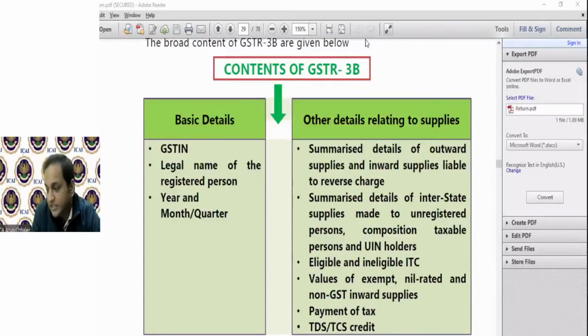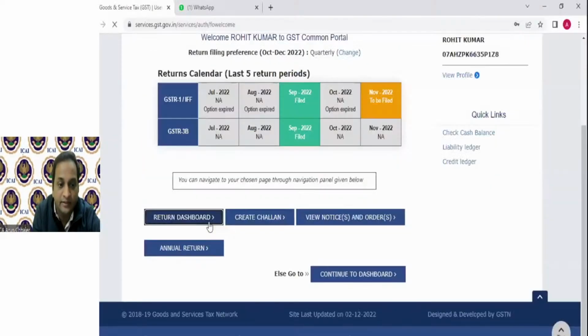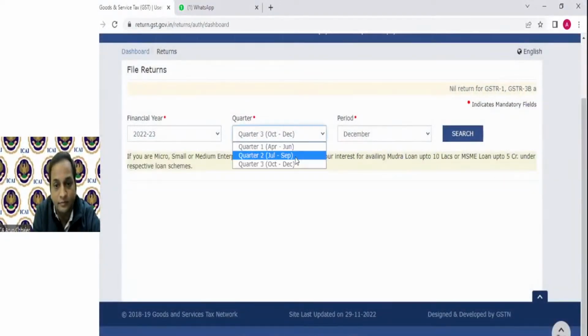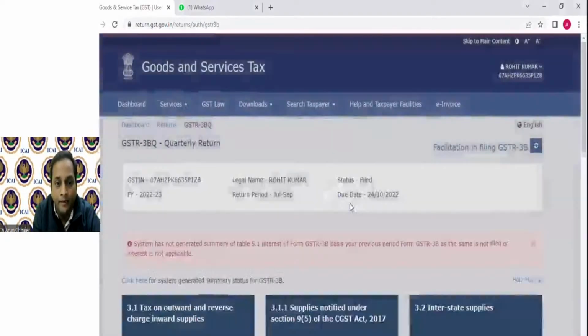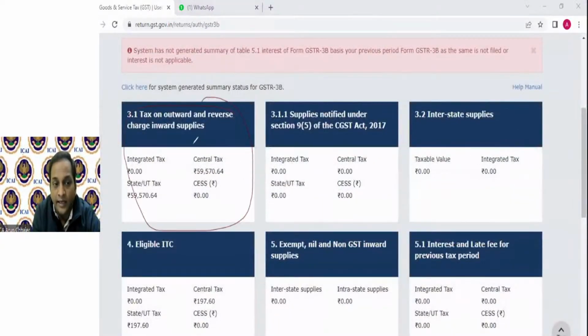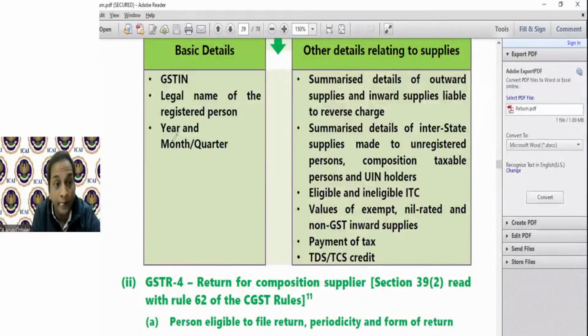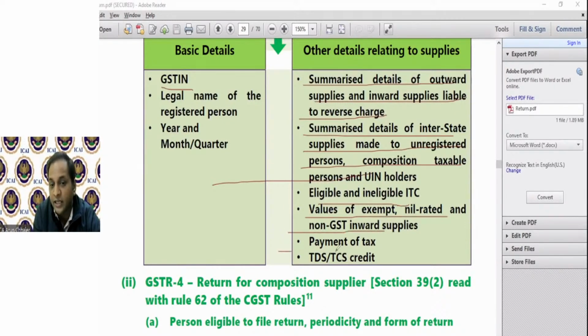So let me move to the content of the GSTR 3B. What is the content of GSTR 3B? We are discussing that it is a summarized return. It will have the details of outward supplies, inward supplies under RCM, ITC, exempted nil-rated non-GST supply, late fees or interest, etc. Go to the study material: GSTN, legal name, year, month, quarter, summarized details of the outward supplies and inward supply liable to reverse charge, summarized details of the interstate supply made to unregistered, composition and UIN, eligible and ineligible ITC, value of exempted nil-rated non-GST, payment of the taxes, etc.